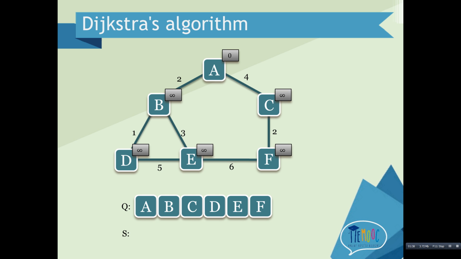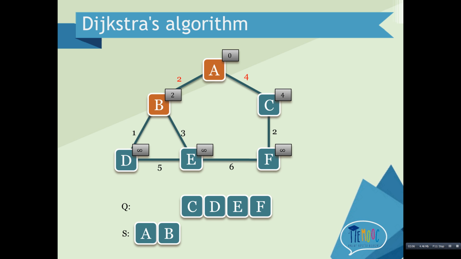As we can see, every cost is infinite but the starting vertex, that is 0. We move the vertex A from the set Q into the set S because we know its cost is 0. Then we update the neighbor's cost. The cost of B will be 2 and C will be 4.